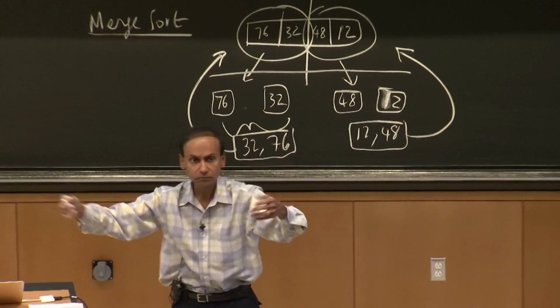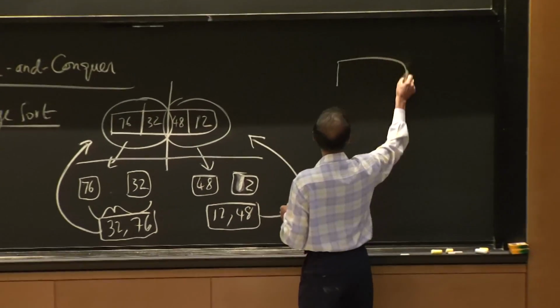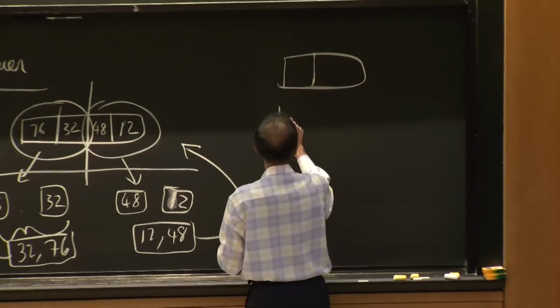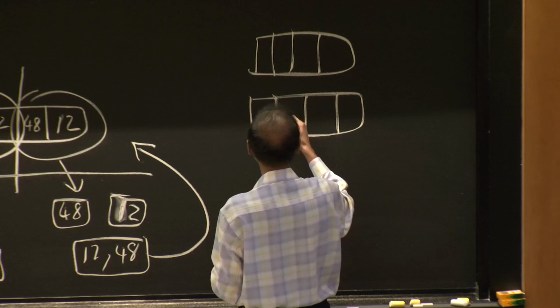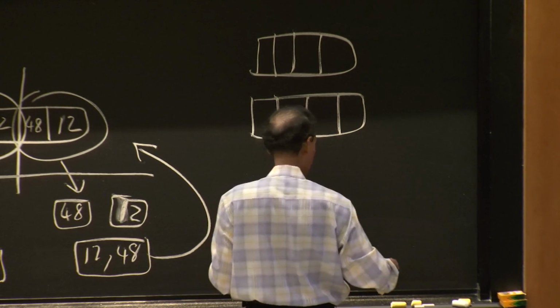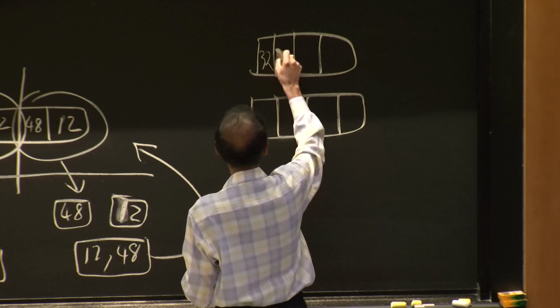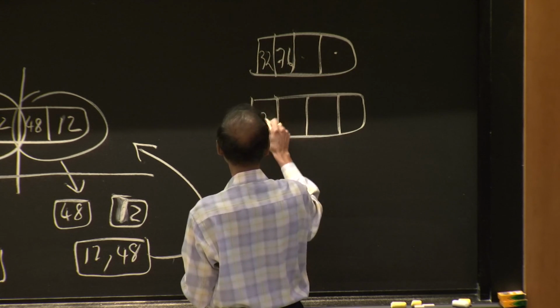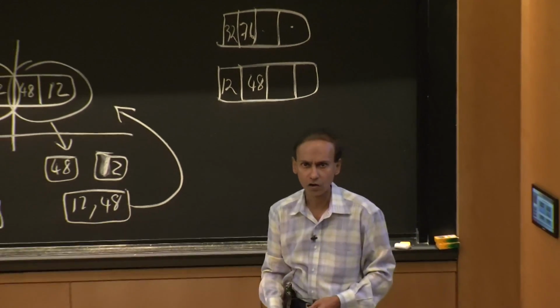That makes sense? And so in this case, I can do this for this example or a different example, but you know what? I'll just stick with 32, 76, and this could be larger. This is 12 and 48. So I need to merge these 2 to produce an ascending order.